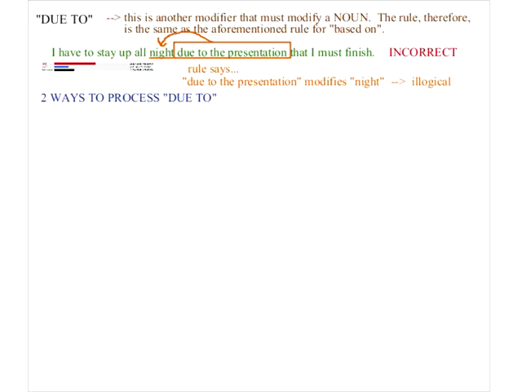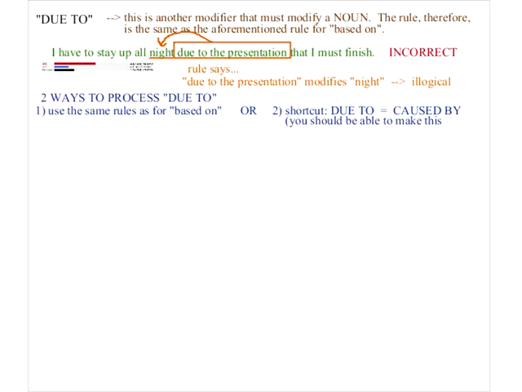Or here's a nice little shortcut. Due to equals caused by. So that's what a couple of you have been noting in the text box. You should be able to make this substitution. If you can't make this substitution in the sentence, then it's not correct. So if you try to say, I have to stay up all night caused by the presentation, that fails. That's incorrect. So if it doesn't work with caused by, it doesn't work with due to. If it works with caused by, it works with due to.